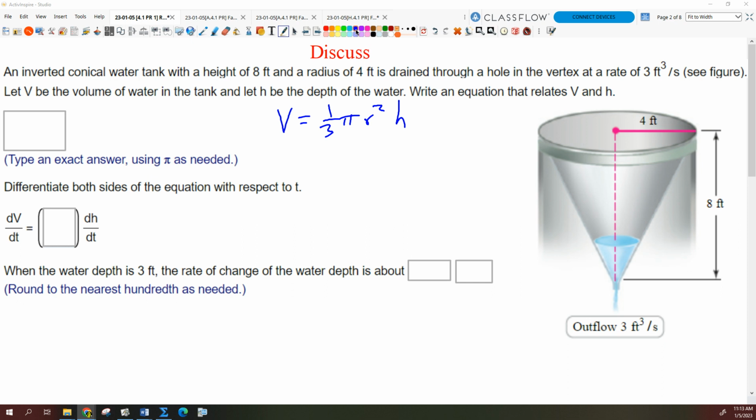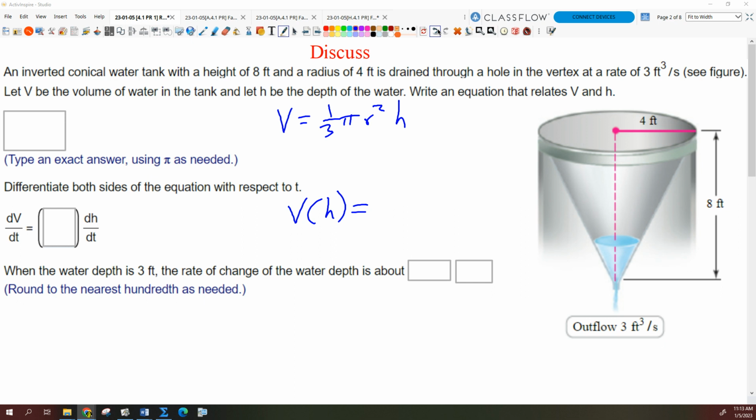My goal is to get volume as a function of h only. I don't want r's in there. So what do I have to do to get rid of the r? Say it again. Plug what in? The number value of r? I can't do that, right? Because if I plug in a number value of r, when I differentiate, that's going to look like a constant, and it's not a constant, right?